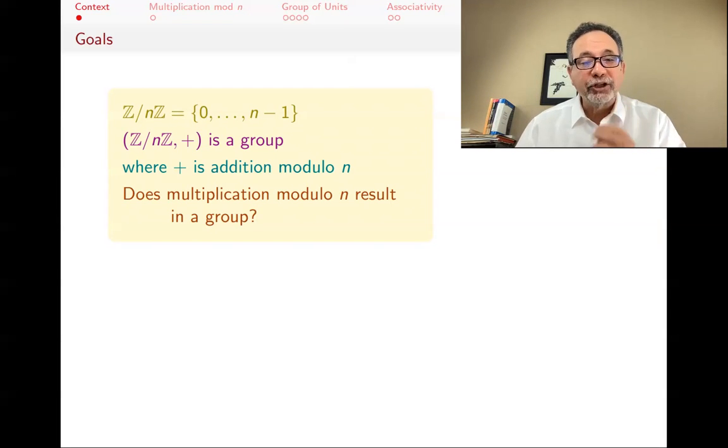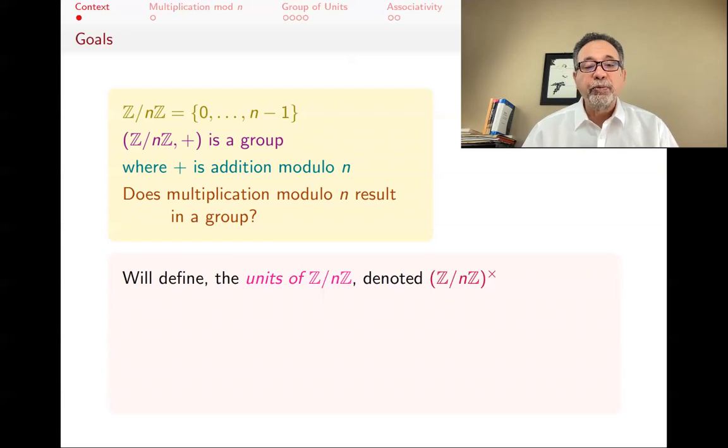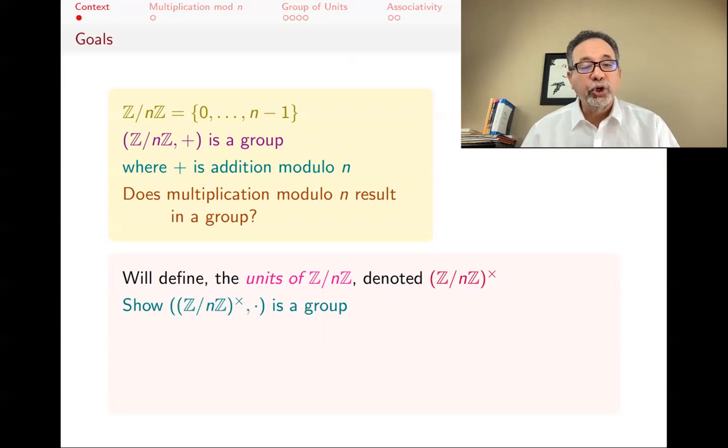The theme of this lecture is: what about multiplication modulo n? Can we get a group out of that? In this lecture, we'll define what we mean by the units of Z mod n Z, which will be denoted by Z mod n Z with a times on top. We will show that units of Z mod n Z with multiplication do form a group.